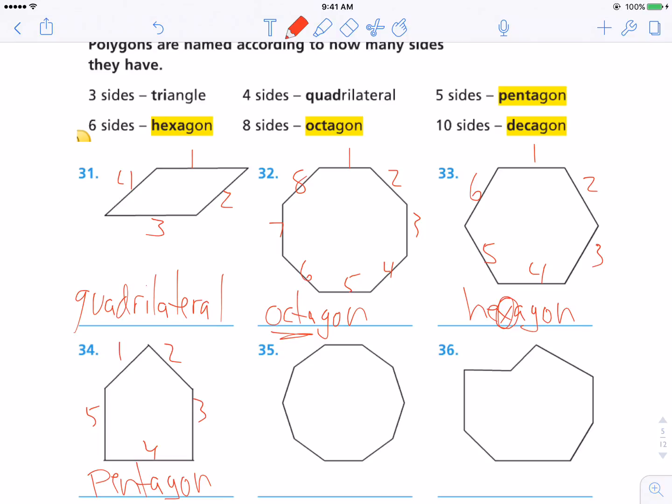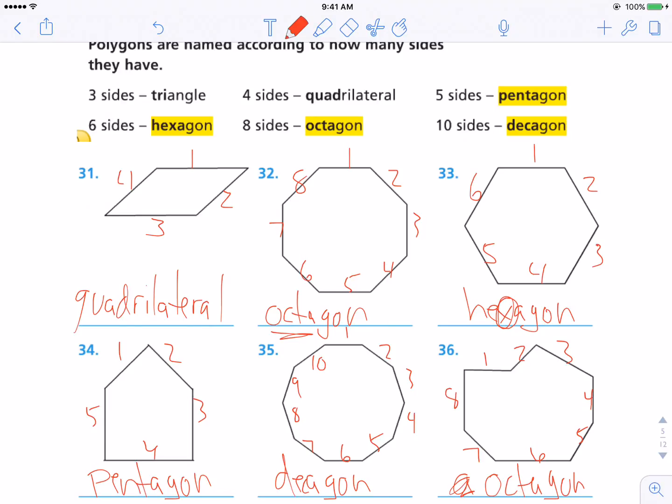35 is a decagon, meaning 10 sides, 1, 2, 3, 4, 5, 6, 7, 8, 9, 10. If you know that a decade is 10 years, you can use that to help you remember that a decagon is 10 sides. Number 36 is an octagon. Now it's an irregular looking octagon, but it has 8 sides, 1, 2, 3, 4, 5, 6, 7, 8.